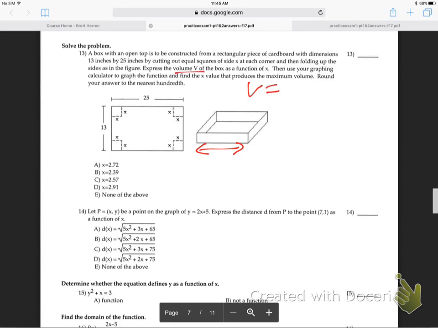So how do you find the volume of a box? Length times width times height. Height's always x. Length times width times height. That's the volume of a box. Put that on your 3x5 card.